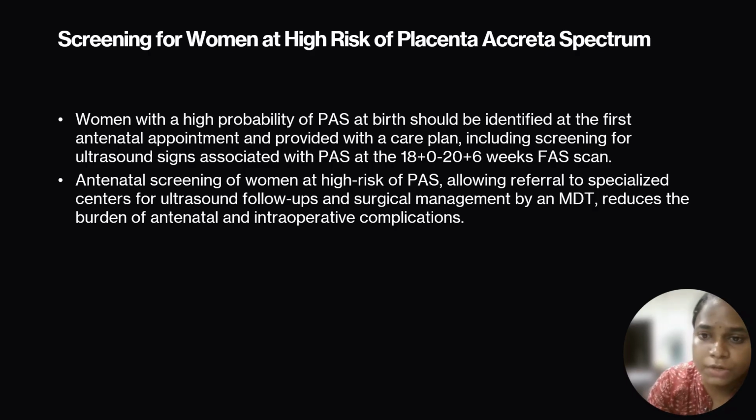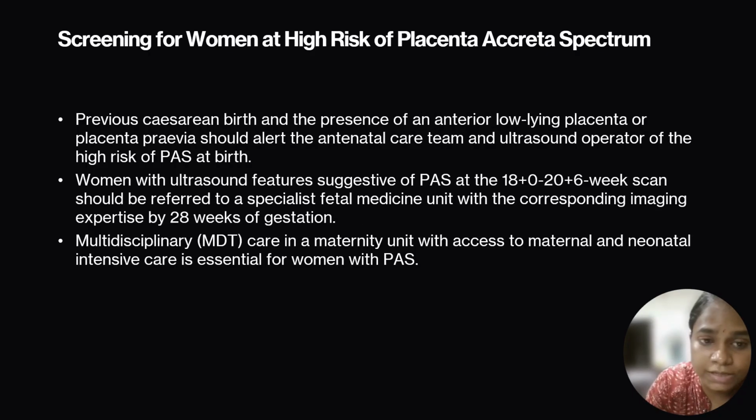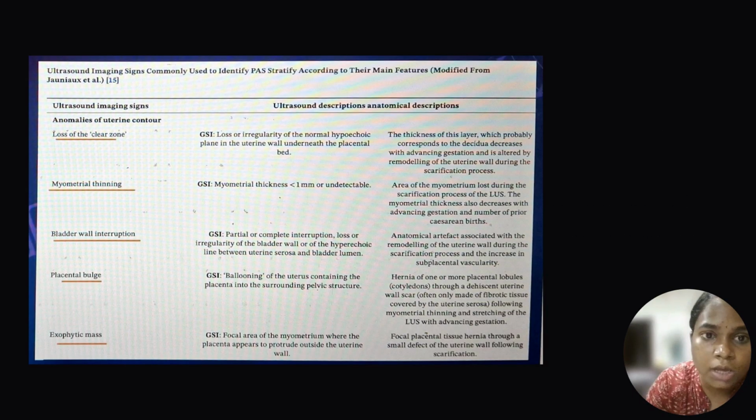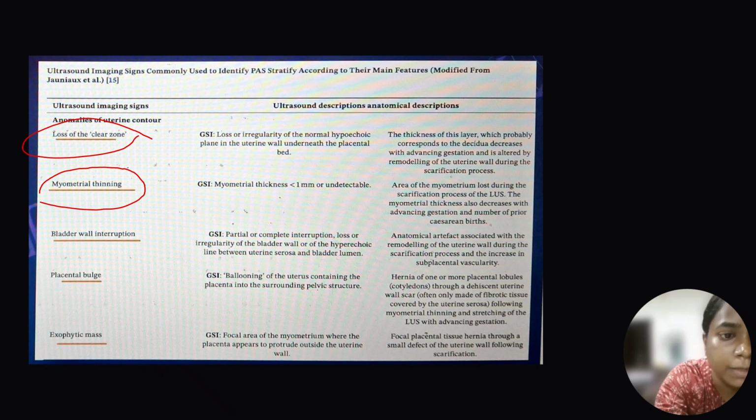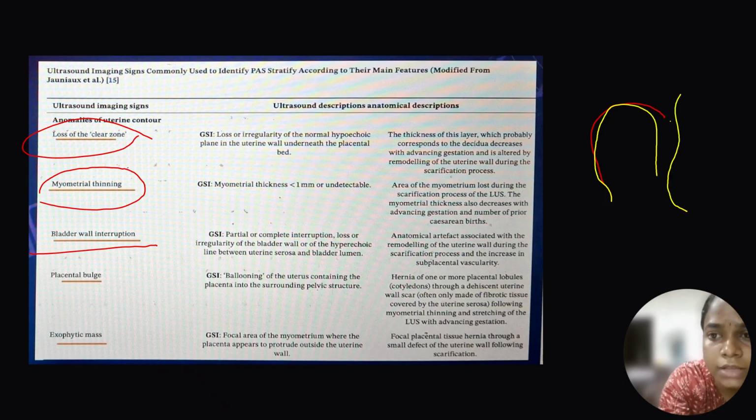At 18 to 20 plus 6 weeks, you'll go for a placental localization scan. A high-probability scan is done. With a previous cesarean section, a multidisciplinary team should be involved, and a specialist center should be there. And these are the ultrasound imaging findings to find out whether it is accreta, if you are having a doubt: loss of the clear zone, a thin myometrium, and thinning of the bladder wall, with placenta invading toward the bladder wall. Placental bulge and exophytic mass, if these features are present, then you'll refer her to a PAS center.